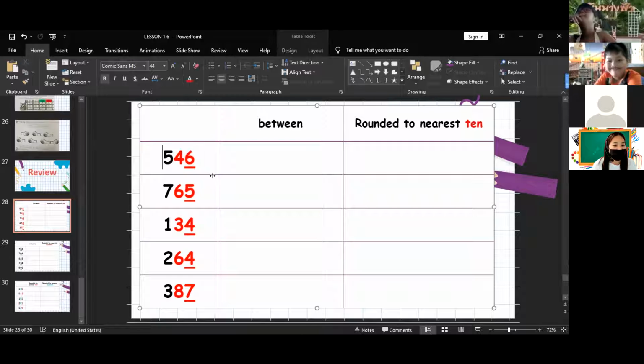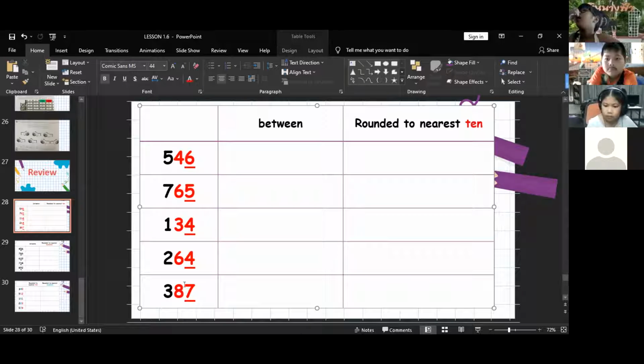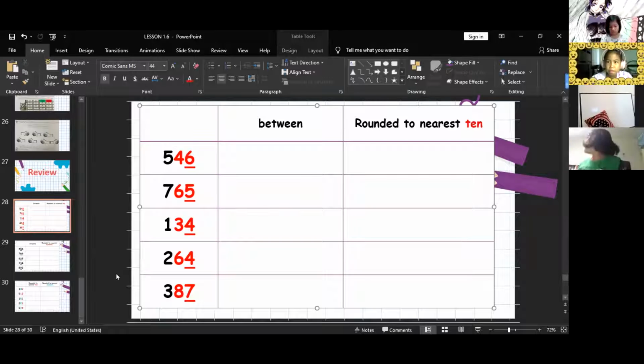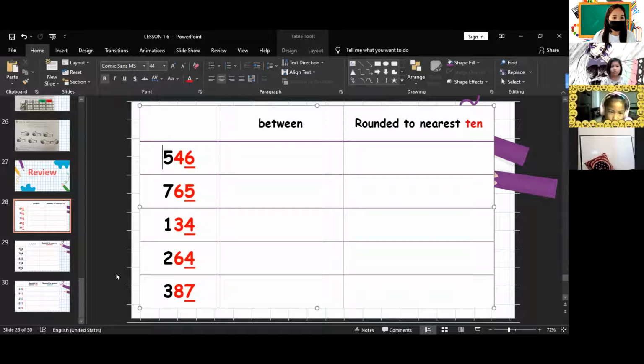Okay, if the underlined number is 1, 2, 3, and 4, you're going to round down. If the underlined number is 5, 6, 7, 8, 9, then you're going to round up. Okay, who wants to try to answer number 1 here? Raise your hand. Plus point. Number 1.